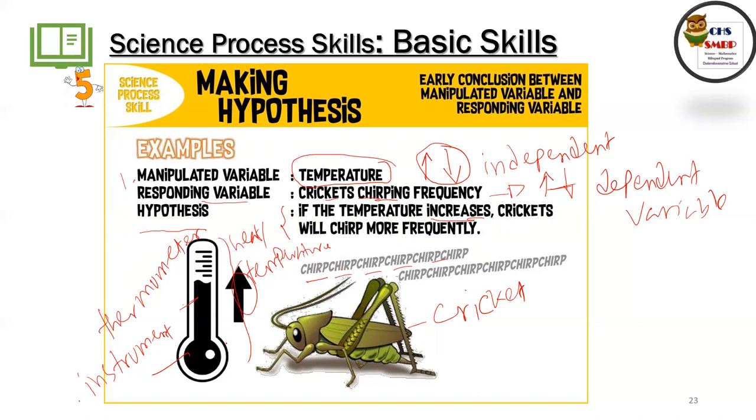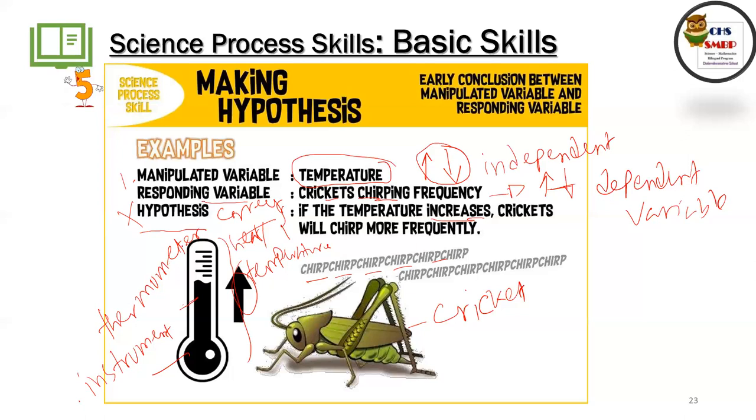You can just turn up the temperature, and then you can see how the crickets behave. If you turn down the temperature, then you can look at how the crickets behave. Do they chirp frequently in a high temperature, or do they chirp frequently in a low temperature? If they chirp frequently with a high temperature, then your hypothesis is correct. But if they don't do that, on the other hand, if they chirp frequently in a low temperature, then your hypothesis will not be correct. That's the way we can check out the hypothesis.